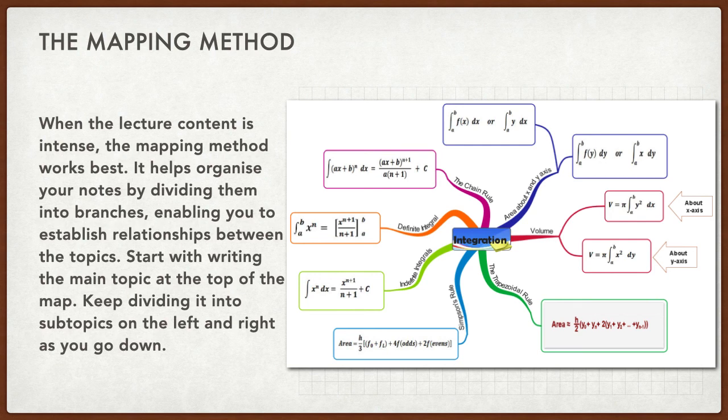Start with writing the main topic at the top of the map. Keep dividing into subtopics on the left and right as you go down. Okay, so this is how the mapping method works. After you've listened to this, I request you all to go to Google and Google what are mind maps. You'll find them pretty interesting, I believe.